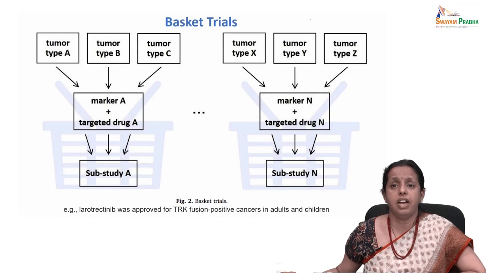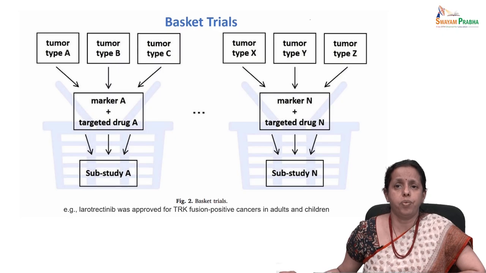Basket trials are designed to test one investigational drug or a drug combination in multiple cancers or cancer subtypes with a common biomarker linked to the therapeutic target of the drug. So as I mentioned, larotrectinib was approved for TRK fusion positive cancers in adults and children. So they are accessible for patients with rare tumors.